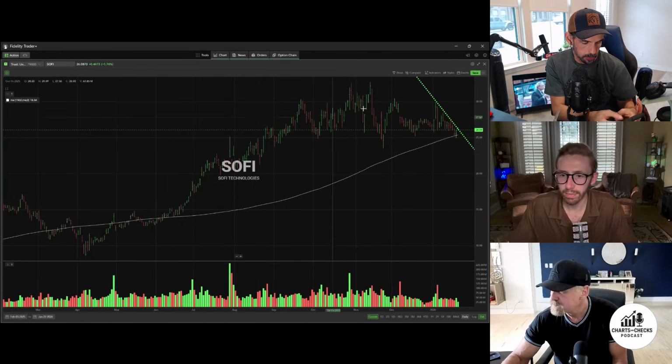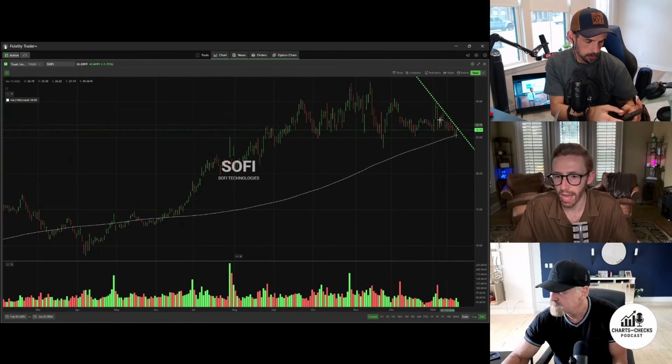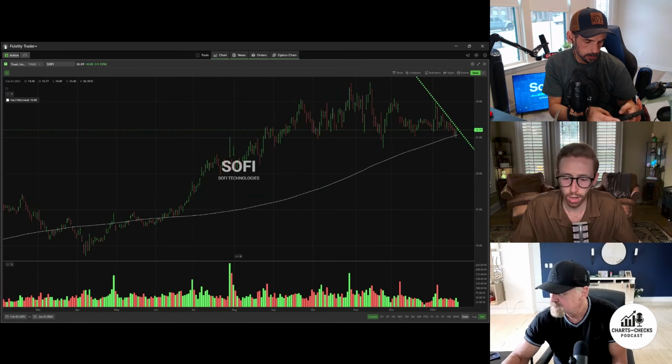Maybe it's finally breaking this downward bias it has, if it can just start going sideways. But I don't know, it's not something I have a lot of strong conviction in. But the 150-day is something I watch, something I like, and as long as it's above it, I feel like the uptrend is still intact.